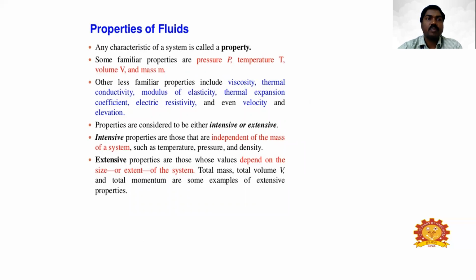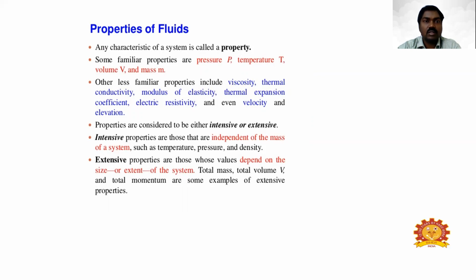Now we come to the properties of fluids. Any characteristic of a system is called a property. As I told you at the beginning, we are going to find the velocity, pressure, temperature and mass. Some of the familiar properties are pressure, temperature, volume and mass. Based on these we are going to discuss.